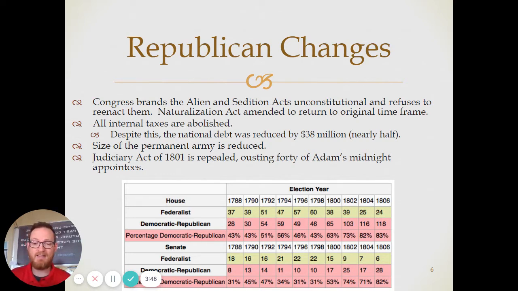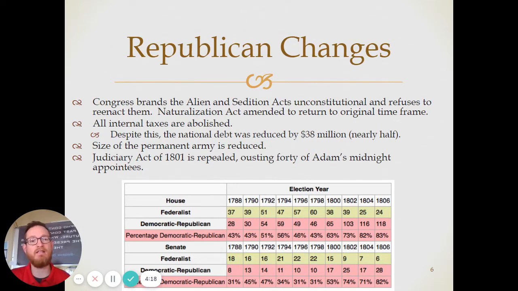Also, all internal taxes would be abolished. And again, like I said at the beginning, the national debt would be reduced by $38 million, which is nearly half. And again, today we're in a day of almost getting close to $30 trillion in national debt. So it's crazy to think that during this time, after Jefferson's time in the presidency, the national debt would be around $40 million. Size of the permanent army, again, reduced. And you will see the Judiciary Act of 1801 would be repealed, ousting 40 of Adams' midnight appointees.